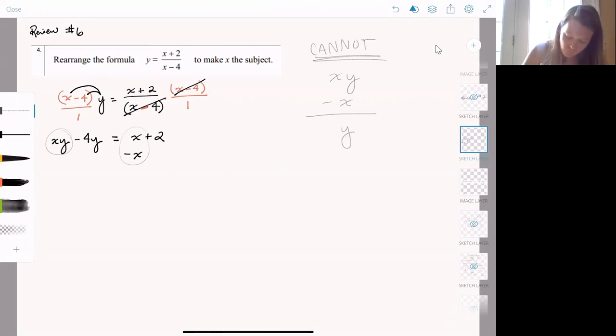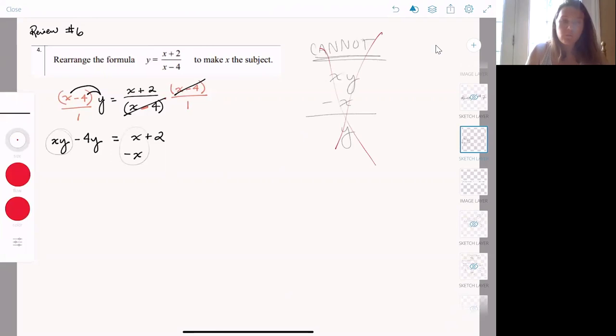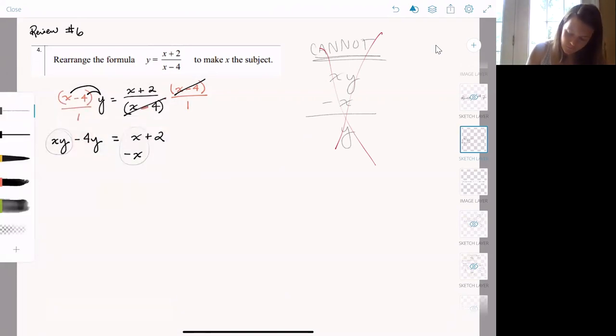That is wrong. You can't do it. But what I can do is at least put them together on the same side. So here, these two cancel out, leaving me just 2 on the right-hand side of my equation. And then I've got xy minus 4y minus x. I've done that to both sides, okay?